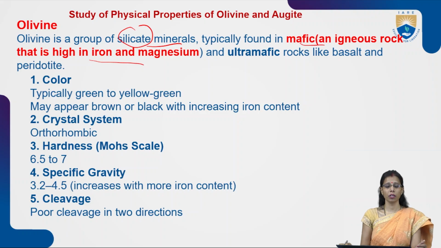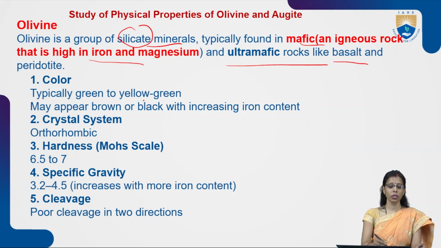Mafic rock means rocks which contain a lot of iron and a lot of magnesium, and ultramafic rocks. Ultramafic means rocks with more magnesium and more iron content. For example, we have basalt and peridotite. These are the types of rocks where we find this olivine mineral, which comes under the silicate group of minerals.